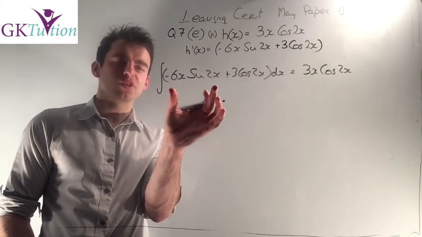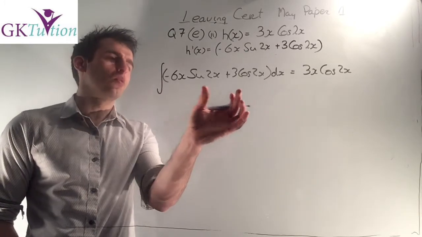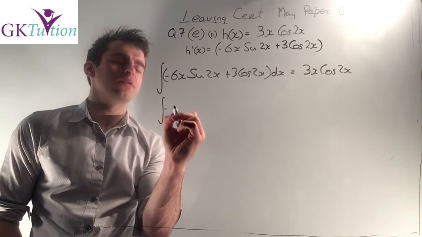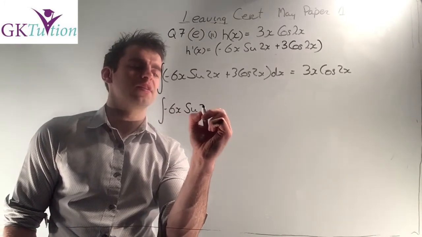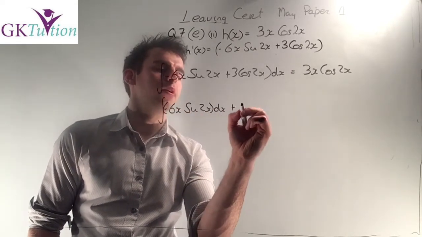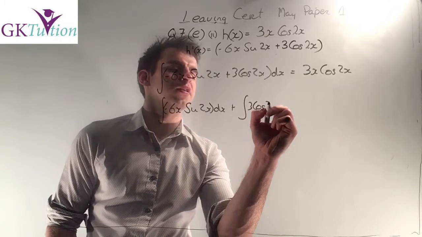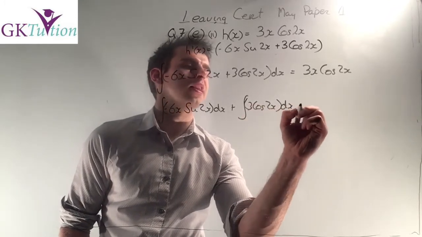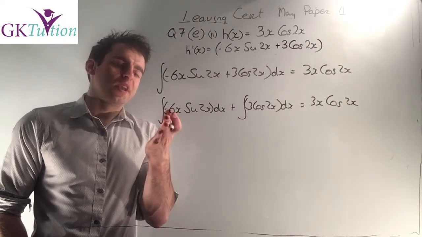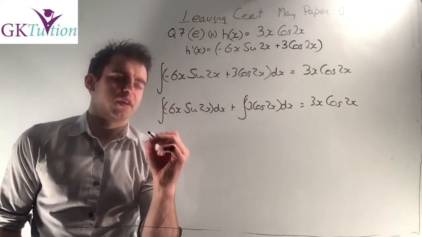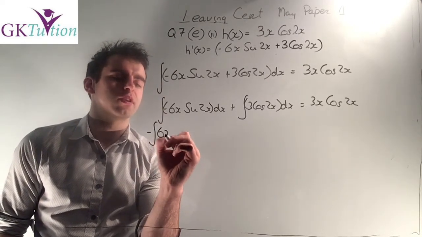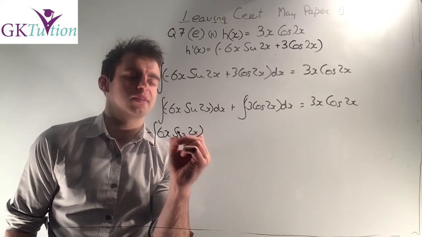So on the left hand side, I just want to isolate this term. So we can split this up into two different terms. First of all, we can rewrite this as the integral of minus 6x sine 2x dx, and then plus the integral of 3 cos 2x dx. All I'm doing on the left hand side there is splitting it up. I'll just factorize out my minus. I can just take the minus outside the integral sign. It's just minus the integral of 6x sine 2x dx.